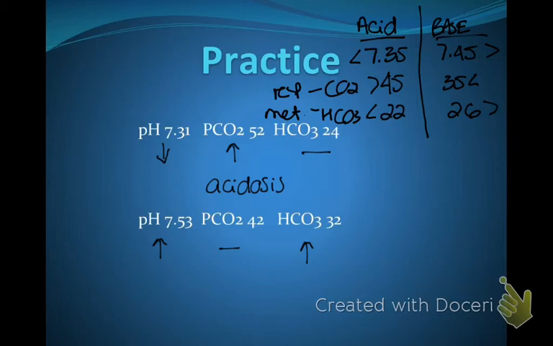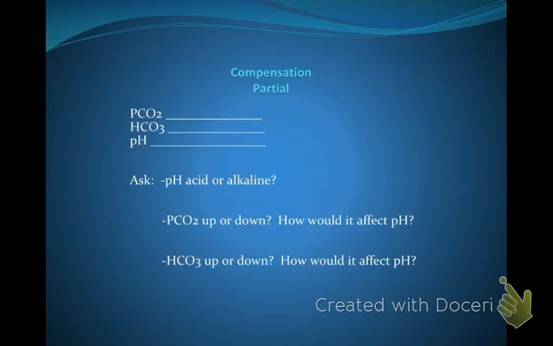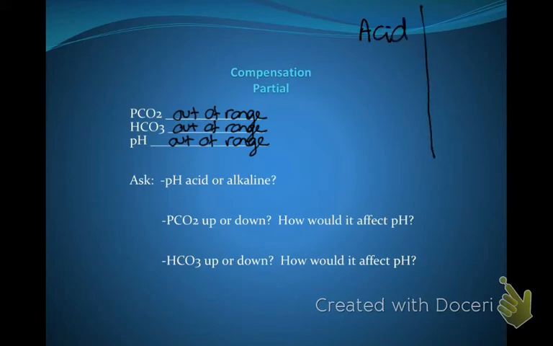All right, let's do a couple more practices. We're going to talk about partial compensation and full compensation. We're going to ask ourselves those questions: is the CO2 out of range, is the bicarb out of range, and is the pH out of range? When we have partial compensation, everything is out of range. Then we're going to ask ourselves, again, we draw that little acid and base, 7.35, 7.45.